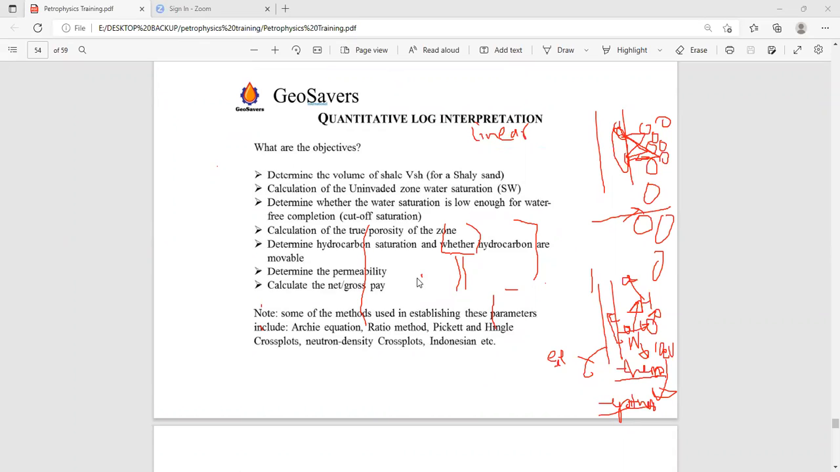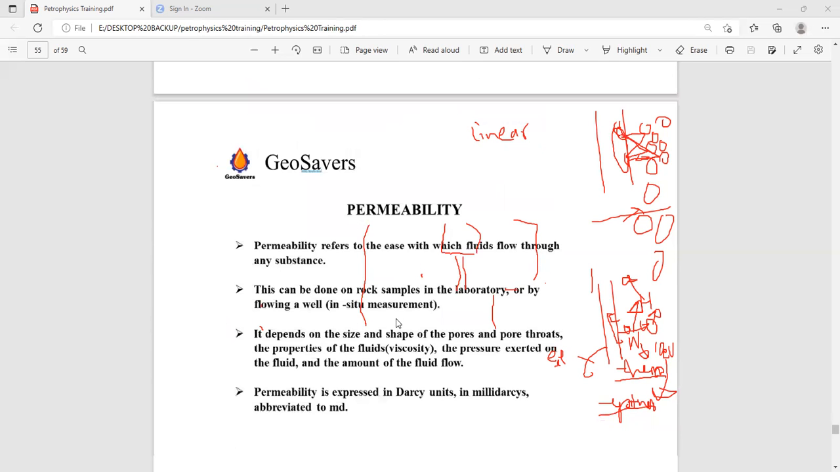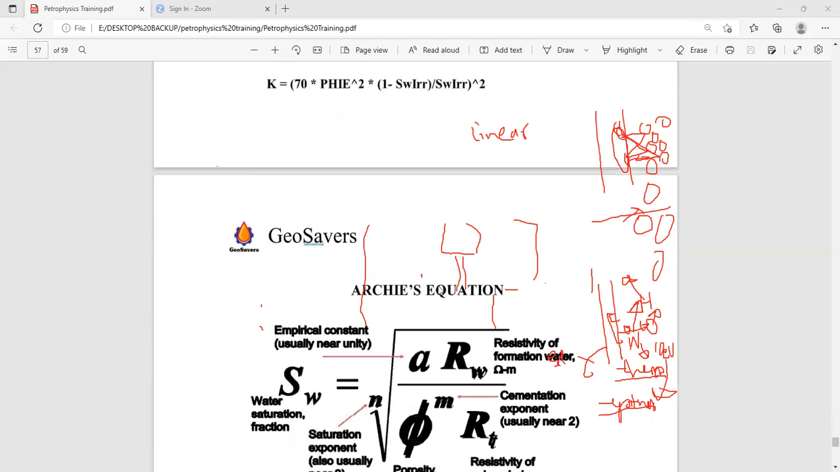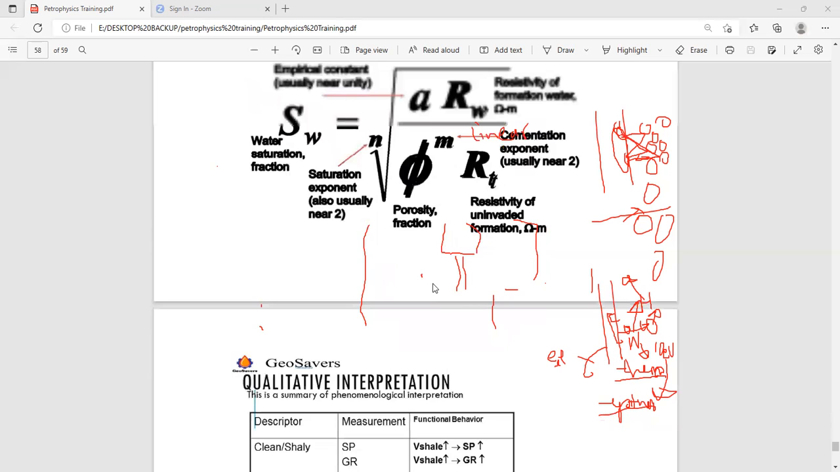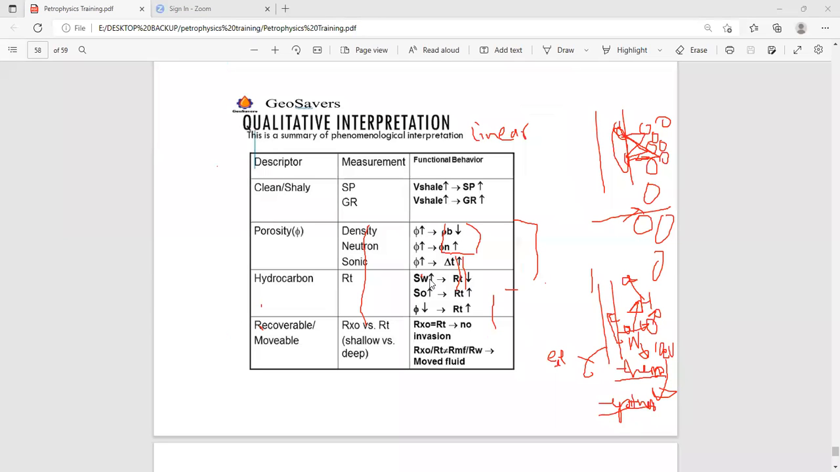Some of the methods used in establishing these parameters include the Archie equation, the ratio method, the Pickett and the Hingle cross plot, the neutron density cross plot, and the Indonesian equation. All of this we will use in the software. It's so simple with Interactive Petrophysics to do all of this. Permeability will be calculated, and different methods of calculating water saturation will be used. Clean shale, hydrocarbon, recoverable, movable, everything.